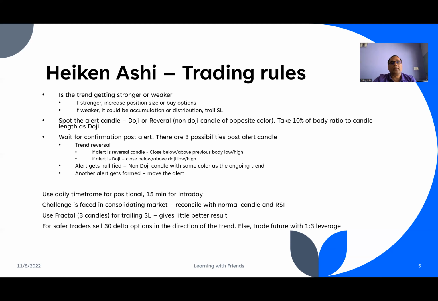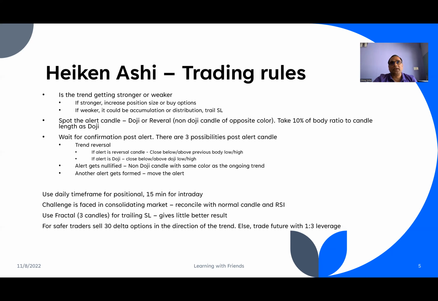Now, after you got the alert, there are only 3 possibilities. And that possibility you have to check on the next candle. Please pay attention to that. So look at the third rule. You have to necessarily wait for a confirmation. You are not going to take a trading decision based on only an alert. That will be premature. So you have to wait for confirmation.